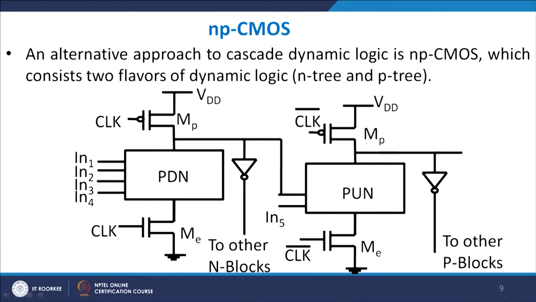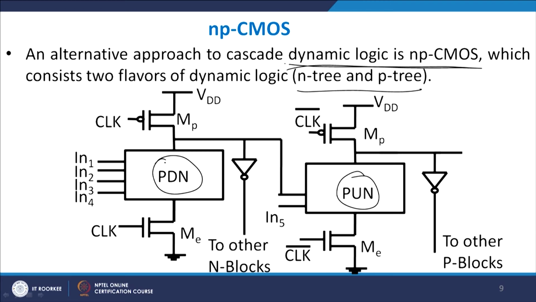Let me end this dynamic logic course with what is known as an NP-CMOS. So, what I told you was that I can replace the PDN by having a PUN, and this is basically cascading an N tree with a P tree. So, if I have an NMOS based PDN, and I have a PMOS in the pull up network, and if I simply cascade these two together, then I get what is known as a dynamic NP-CMOS logic. Because this is made up of PMOS, and this is made up of NMOS, you will have dynamic NP logic available to you.